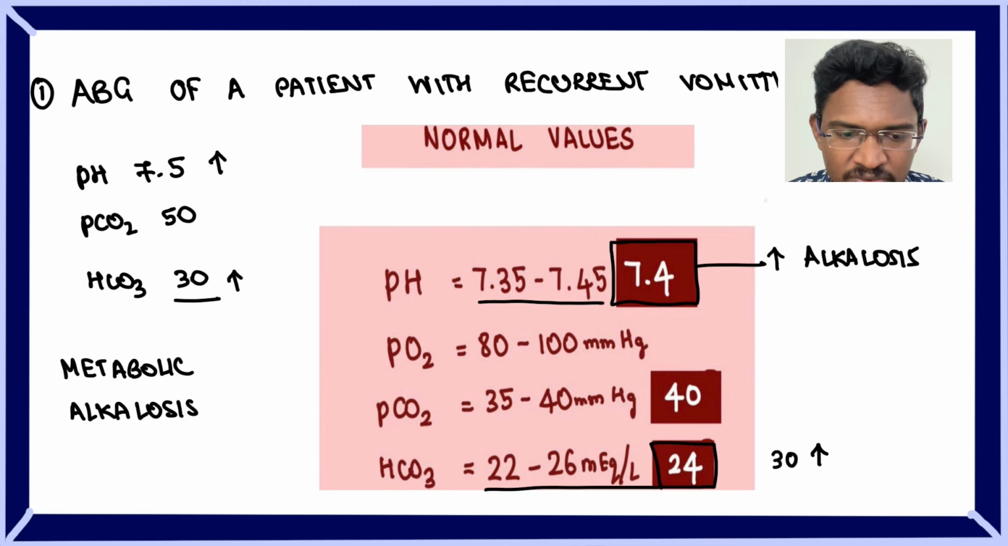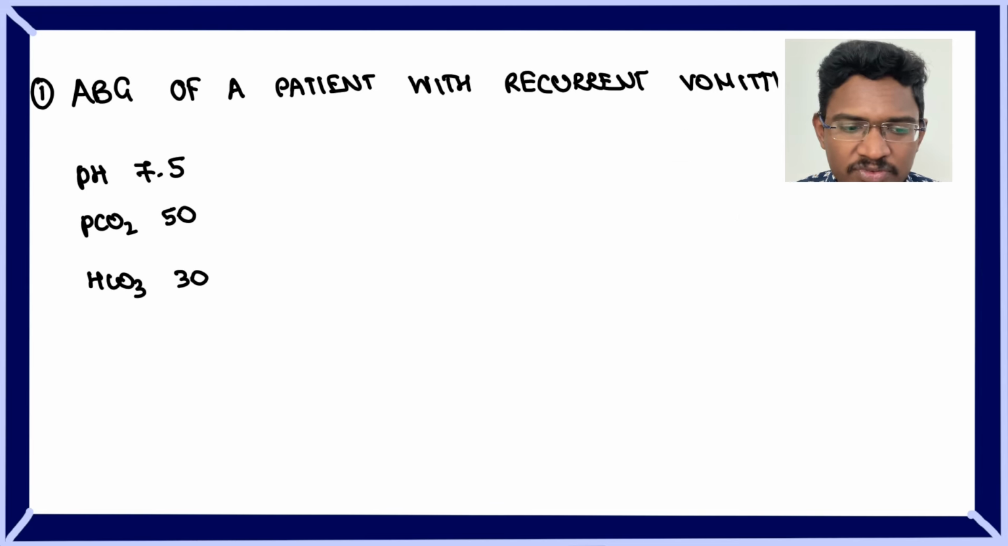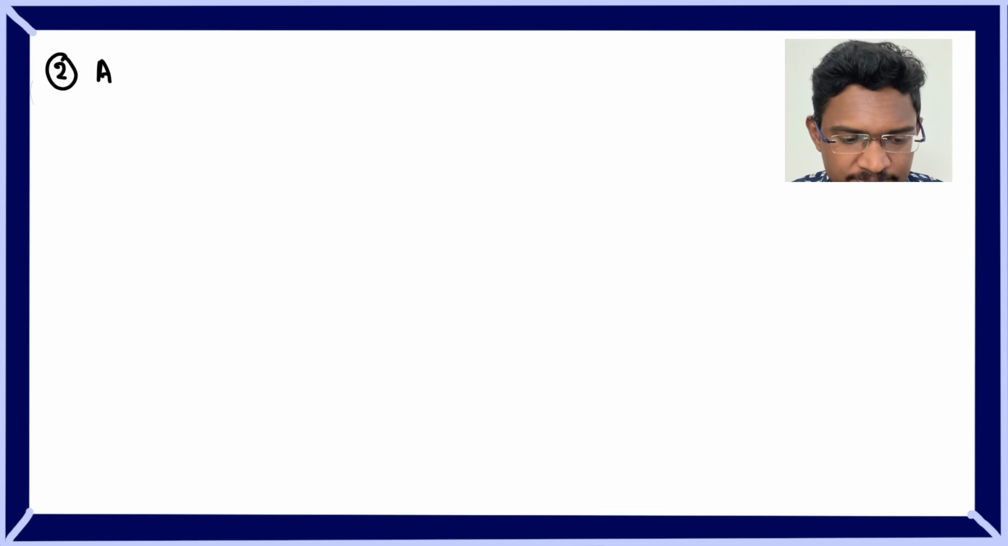So it was a straightforward question. Metabolic alkalosis, and in vomiting your HCl will be lost, acid will be lost. At the end of the day, it will be metabolic alkalosis.